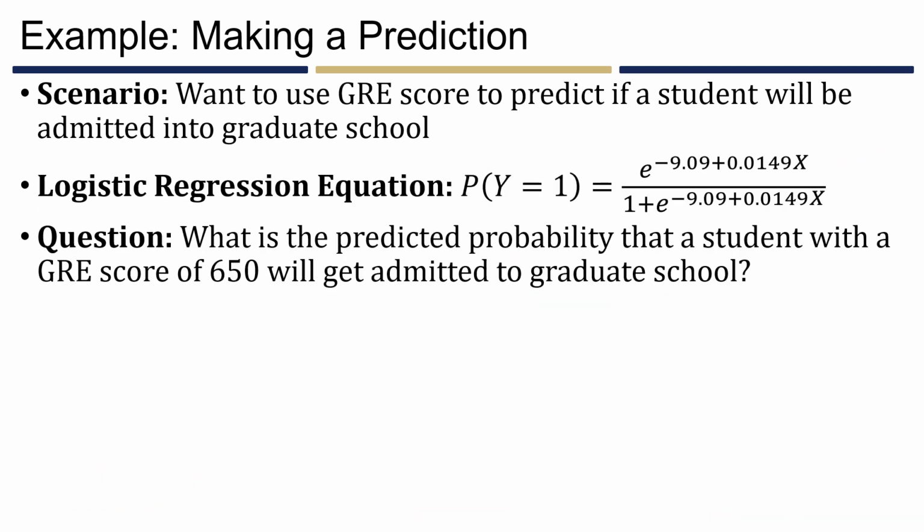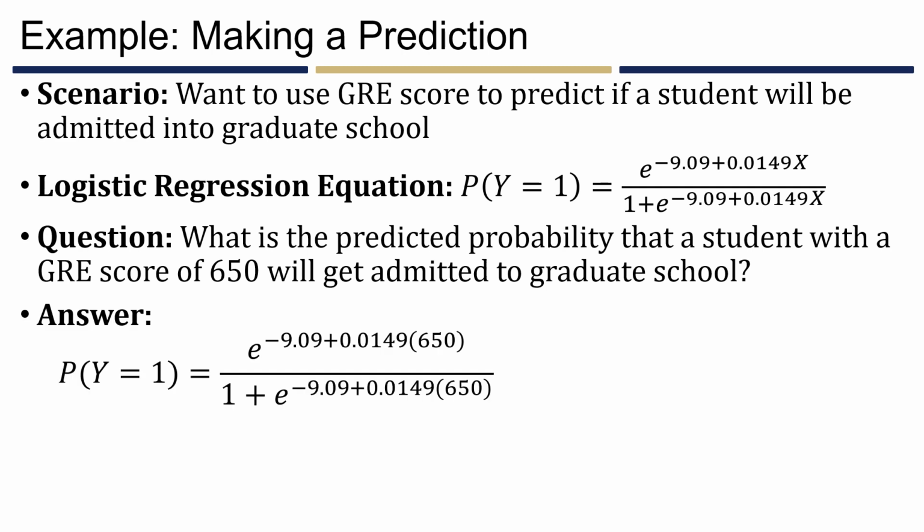Let's suppose that now we want to make a prediction, and we want to find the predicted probability that a student who scored 650 on the GRE will get admitted to graduate school. Now, just like we did back in simple linear regression and multiple regression, this is just a matter of plugging 650 into the logistic regression equation. So the probability of a success, or being admitted into graduate school, is going to be e to the negative 9.09 plus 0.0149 times the GRE score of 650, divided by 1 plus the exact same thing that we have up in the numerator.